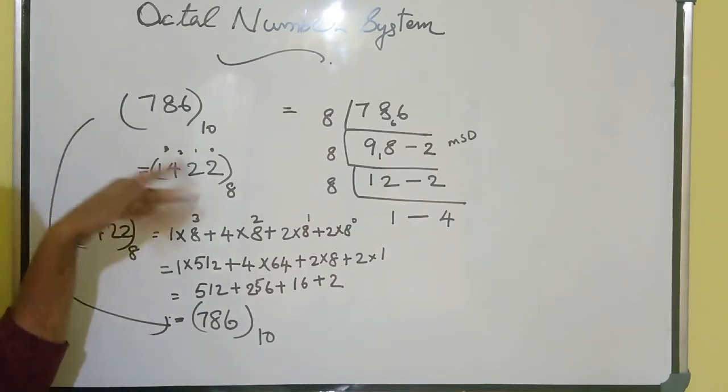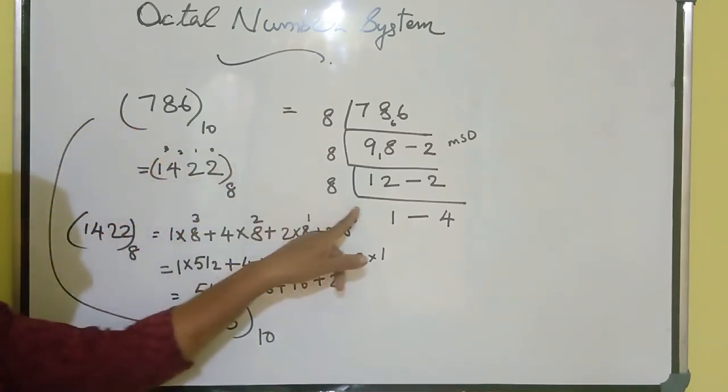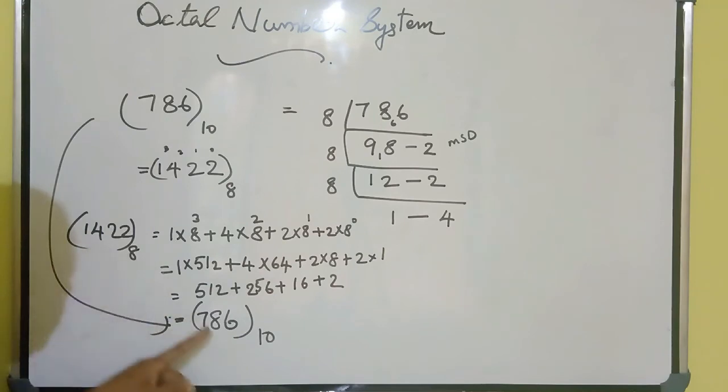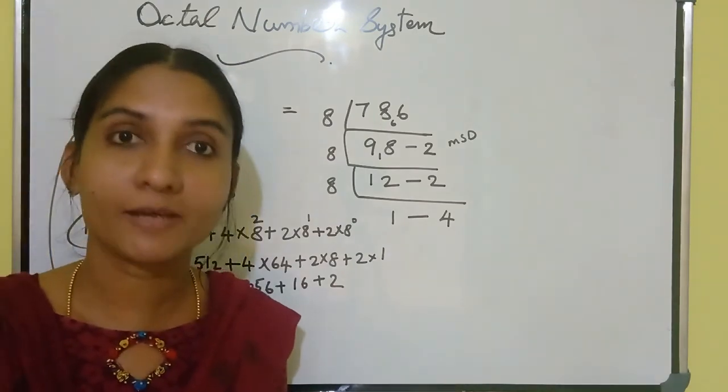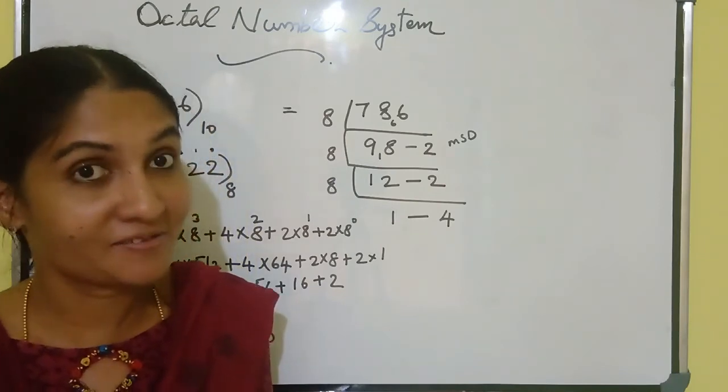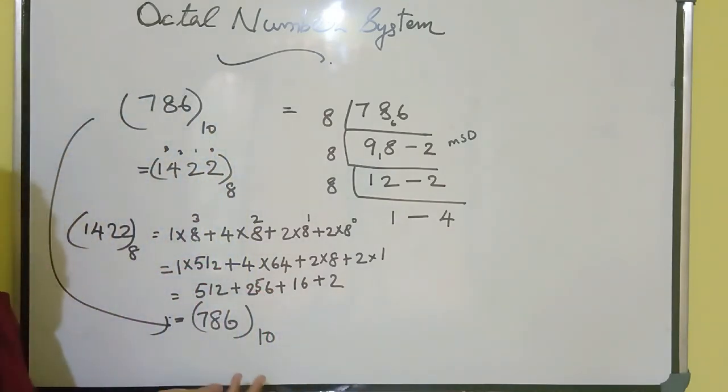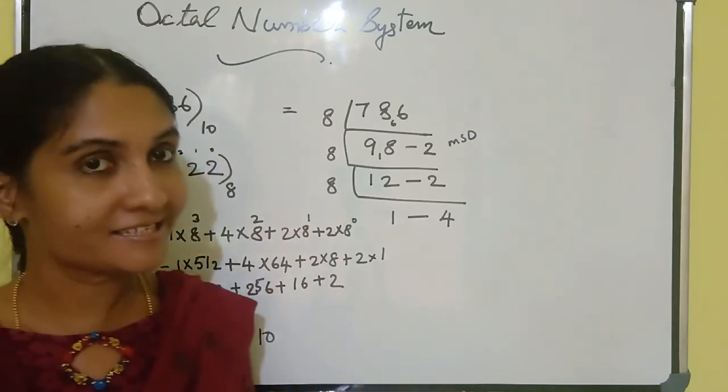If you want to convert decimal to octal, just divide by 8. If you want to convert octal to decimal, how can you do it? Just multiply by the powers of 8. Have you understood? This one also is very simple. You can easily find out the answers.